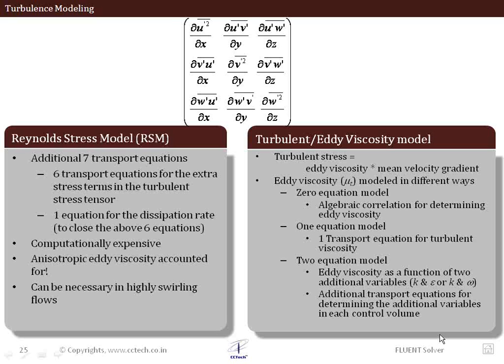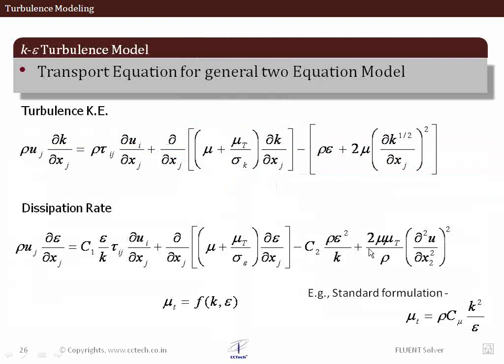And still the third approach, which is the two equation model, in which the eddy viscosity is evaluated as a function of terms like k and epsilon or k and omega. So the task is left to solve for this additional k and epsilon equation or k and omega equation. So additional two transport equations have to be solved, and then the eddy viscosity is expressed in terms of these to close the whole turbulence model.